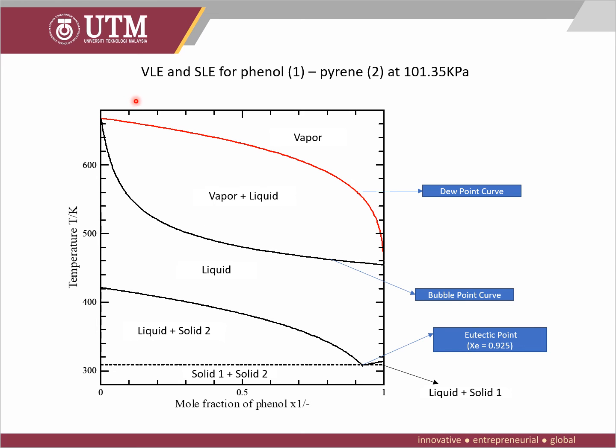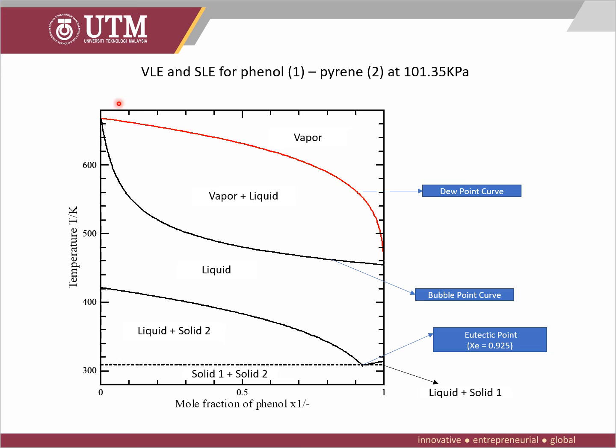Based on the calculation of VLE and SLE, for the mixture of phenol and pyrene at a pressure of 101.35 kilopascal, the phase diagram was constructed as you can see in the slides. According to the phase diagram, the temperature ranged from 0 to 680 Kelvin. This region here is represented by the vapor-liquid equilibrium, while this region is represented by the solid-liquid equilibrium.